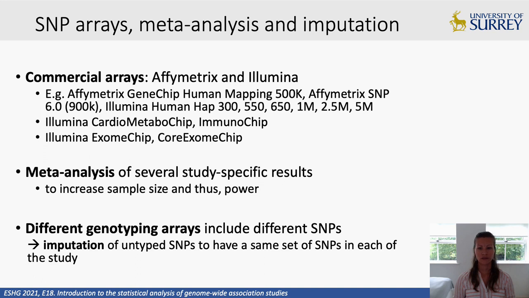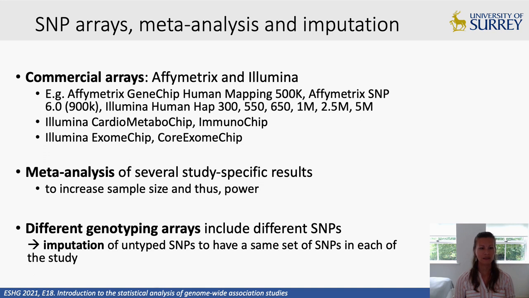There are mainly two commercial arrays, the Affymetrix and Illumina, on the market. Their amount of SNPs ranges usually from around 300,000 SNPs up to 5 million SNPs. Then there are also arrays that focus on specific SNPs, such as those related to metabolic diseases or immune function, or arrays that genotype only the exomes of the human genome.